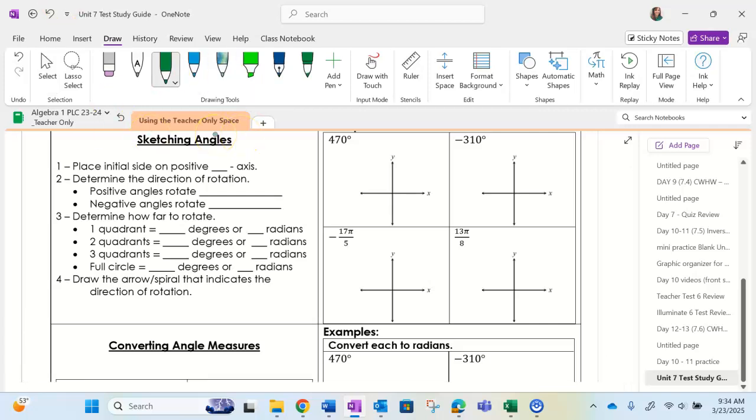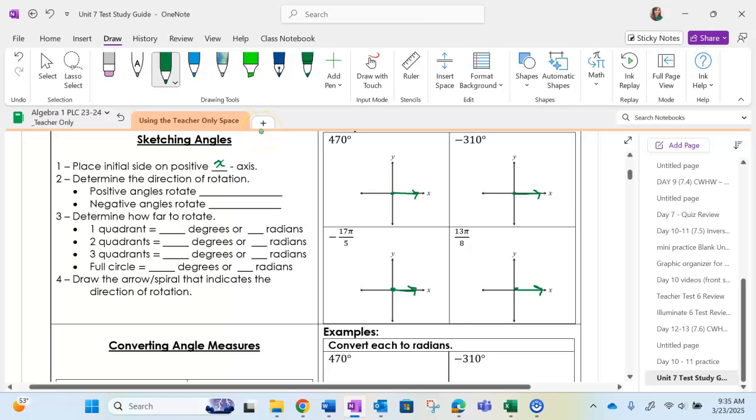The first thing you want to do is place the initial side on the positive x-axis. I need everybody to make sure you are drawing the initial side. I can go ahead and do that on every single one of these.